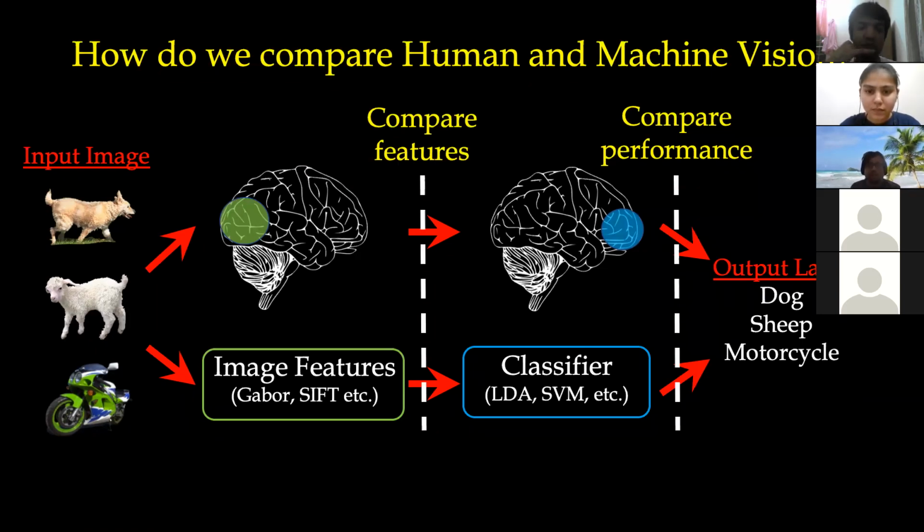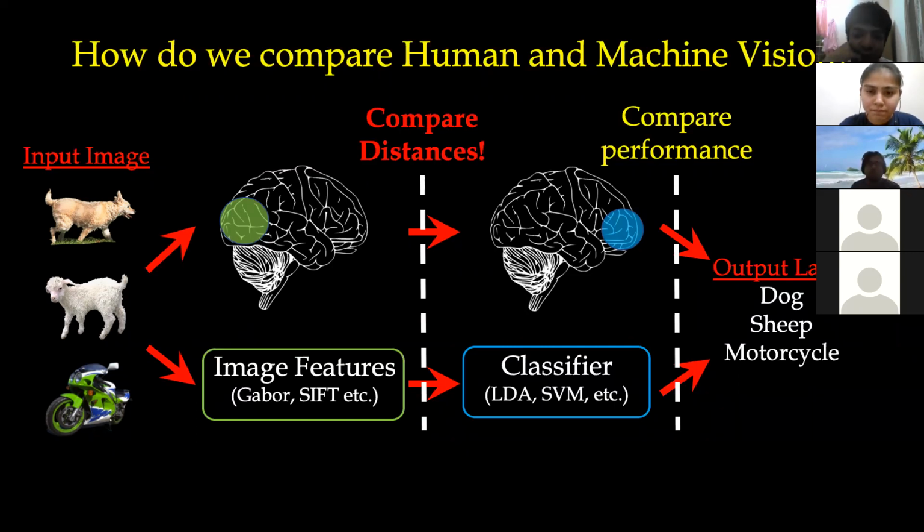This seems reasonable in the sense that we can compare the actual representations that underlie classification performance. Also, we can readily access image features from the machine vision pipeline. However, it is very difficult to extract feature representation from the brain. So what do we do here?